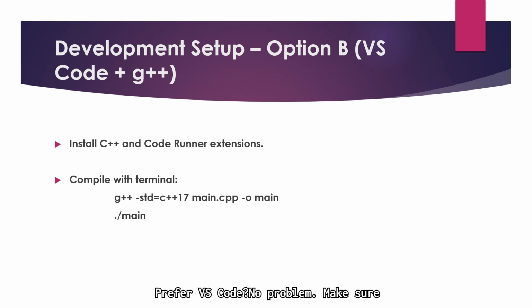Prefer VS Code? No problem. Make sure you install the C++ and Code Runner extensions from the extensions marketplace. To compile your program, use the integrated terminal. You will run the command g++ -std=c++17 main.cpp -o main followed by ./main to execute it. VS Code is lightweight and fast, and with the right setup, it's perfect for STL development.